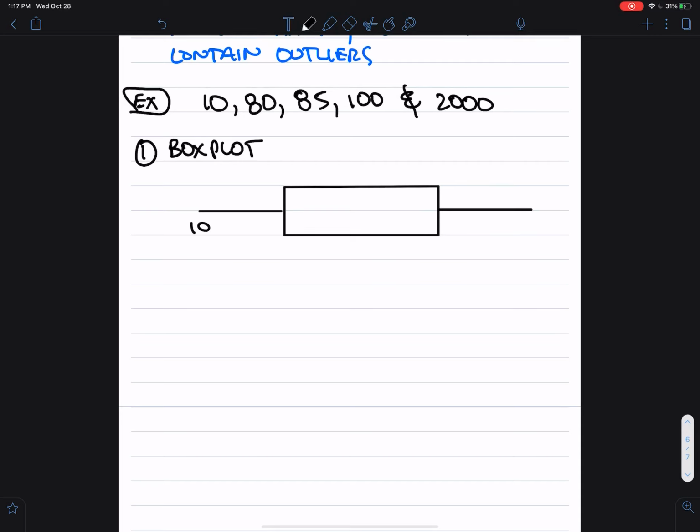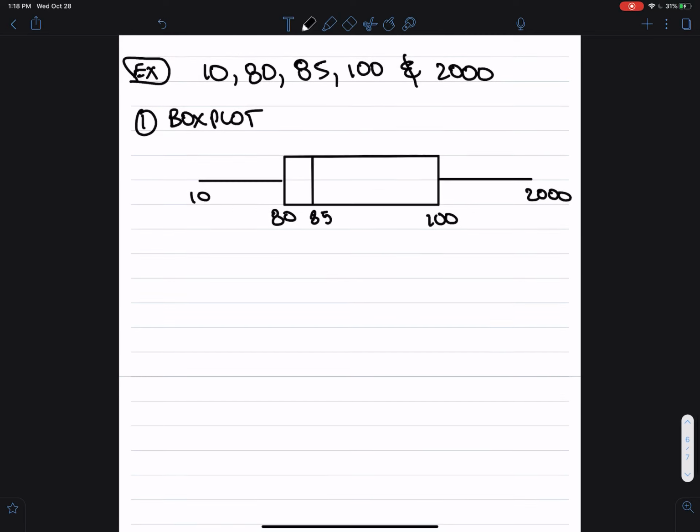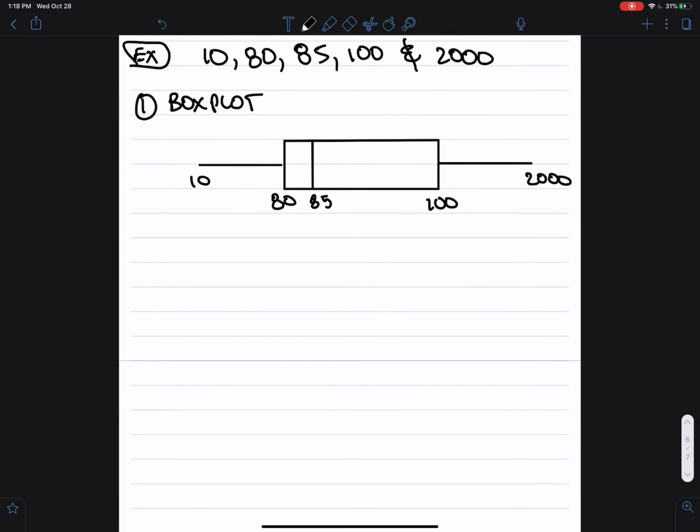So I have 10, 80, 100, and 2000. And then remember, I always save median for last. The median is 85, which is closer to 80. So I'm going to put the bar here this time. The second thing I'm going to ask you is to find the IQR. The interquartile range, again, is Q3 minus Q1. And that's going to be 100 minus 80, which is going to be 20.